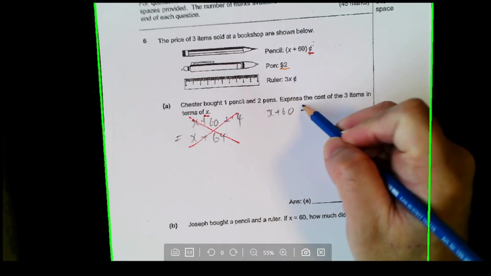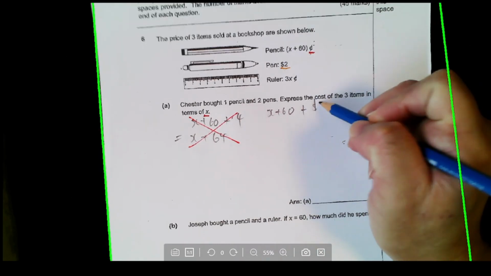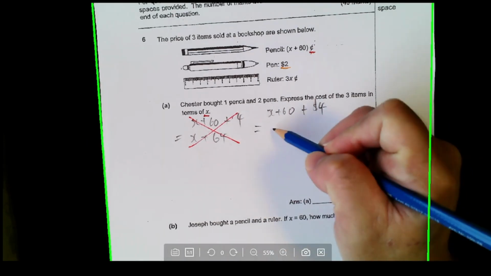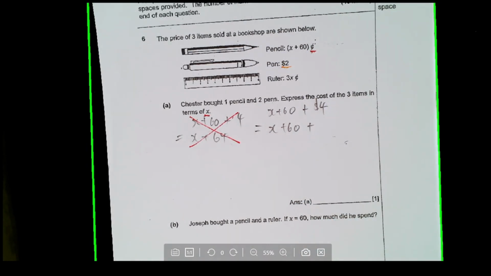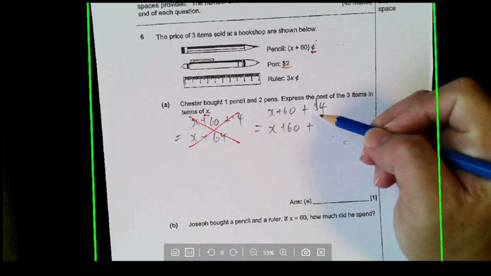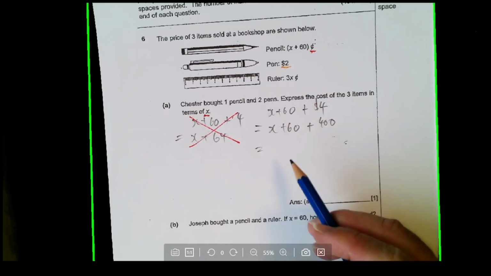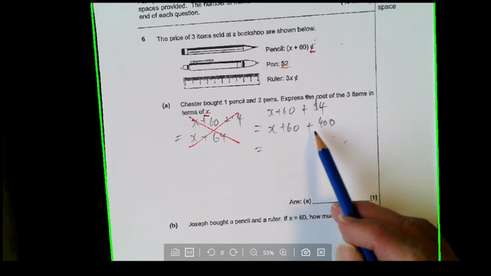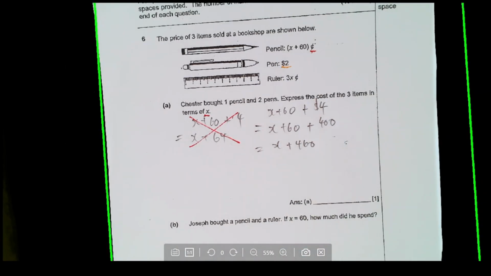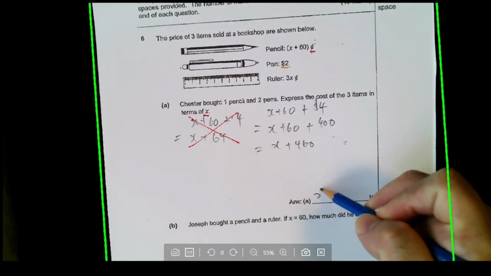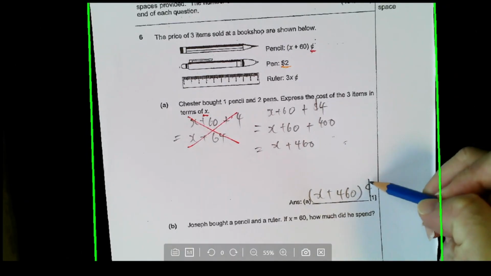2 pens, $2 each. Okay, fine. If you add, you write $4 first, okay? But later you change to cents. $4 is how many cents? $1 is 100 cents. So $4 is 400 cents. Okay? So simplify this. x plus 60 plus 400 is x plus 460. Answer: x plus 460 cents. Okay?